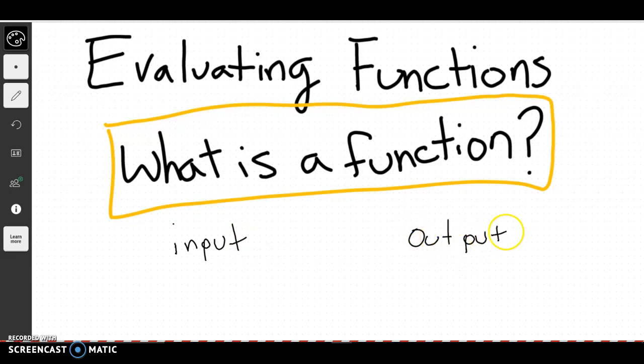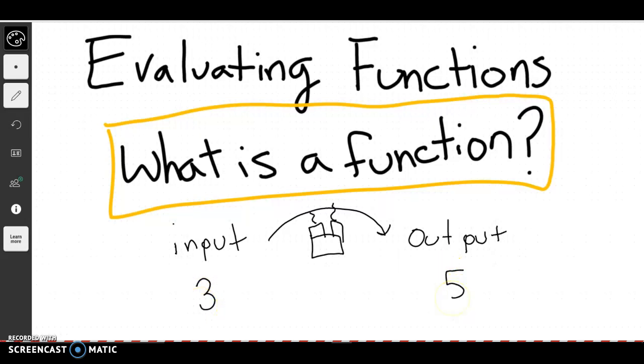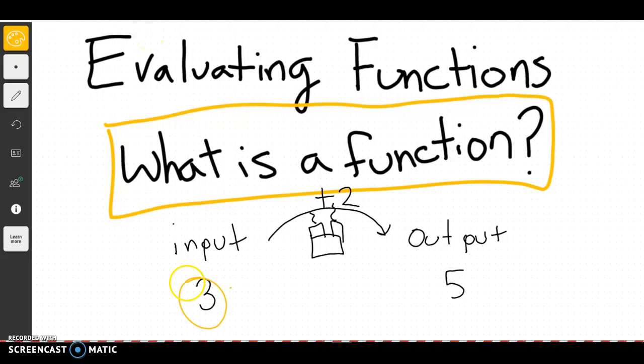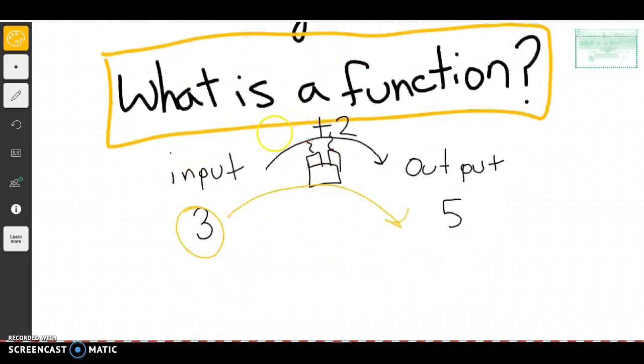So I like to think of it like this. I like to think of a function as kind of like a factory. In a factory, you put stuff in and then you get different things out. So I might put a number like 3 in and get 5 out. So what's the function doing? Oh, the function is adding 2. So it really is a set of instructions on how you take one number and get to another number. So that's the idea of a function.